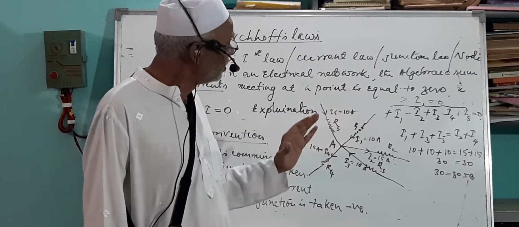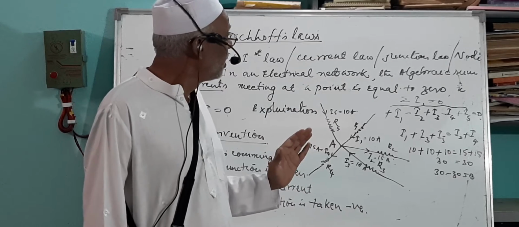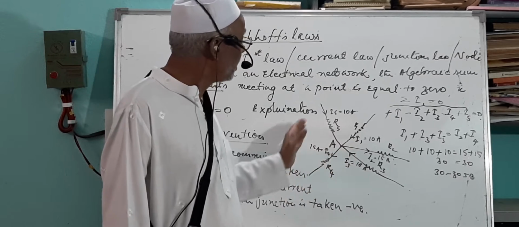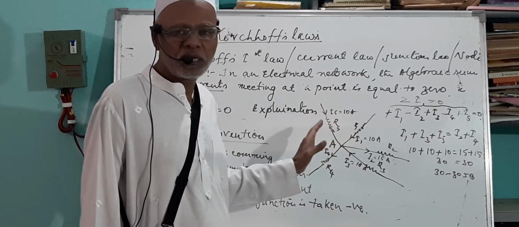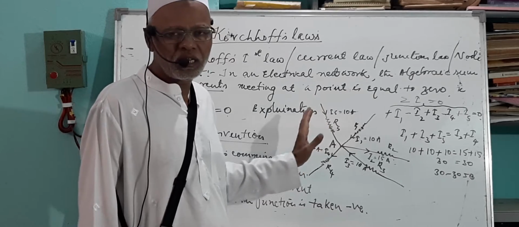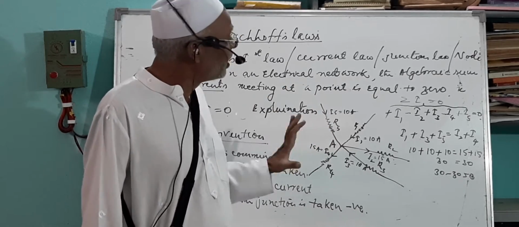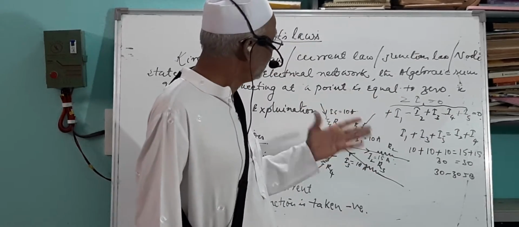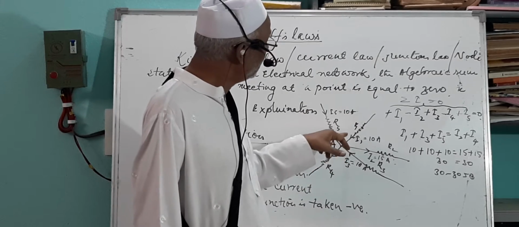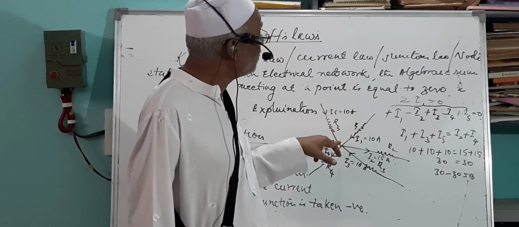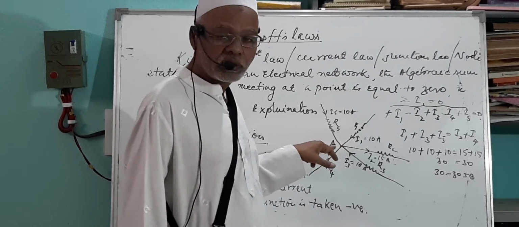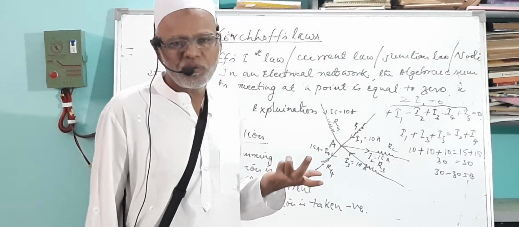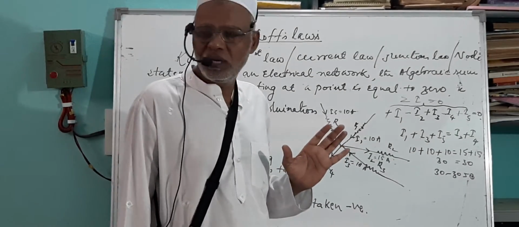So, from a convincing point of view, I consider the I1, I2, I3, I4, I5 values as given. These values, if you substitute in this expression, according to the sign convention, any current coming toward the junction is taken to be positive, whereas the current leaving from the junction is taken to be negative.